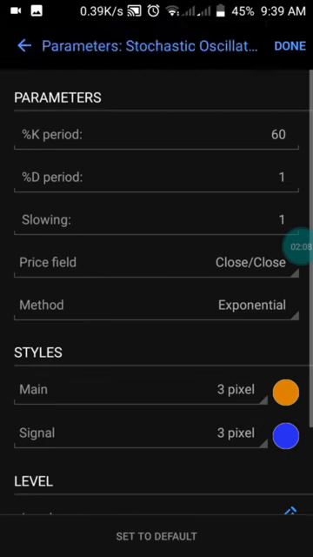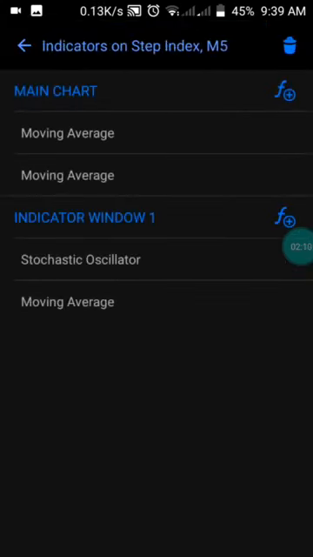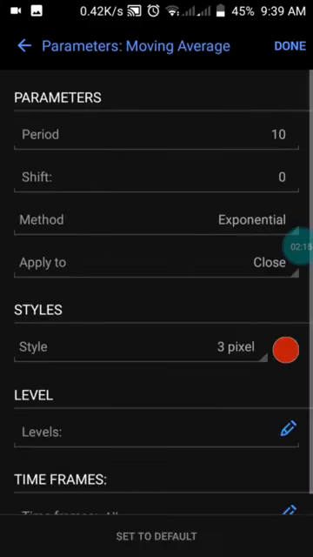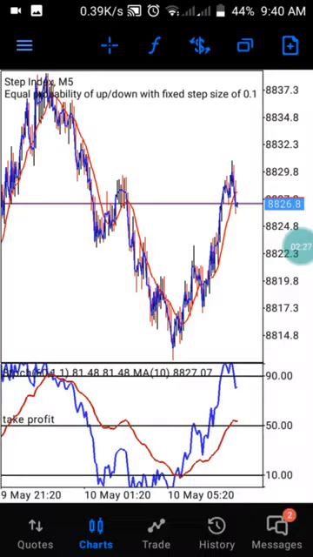When you do that, you press done here, and you'll have the last moving average in window 1, which is a moving average with a period of 10, shift of 0, method exponential, apply to close, and red as the color. Then you press done. By doing this, you will have this same strategy on your phone like this. But let me tell you, this strategy only works for step index, and it only works on 5-minute time frames.